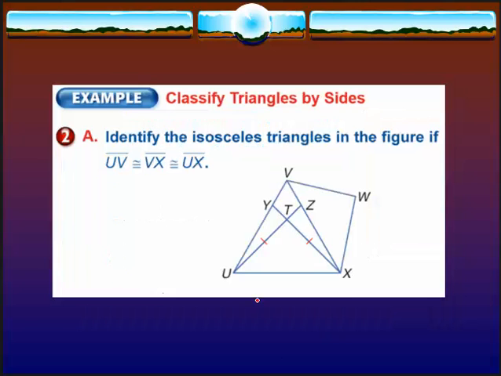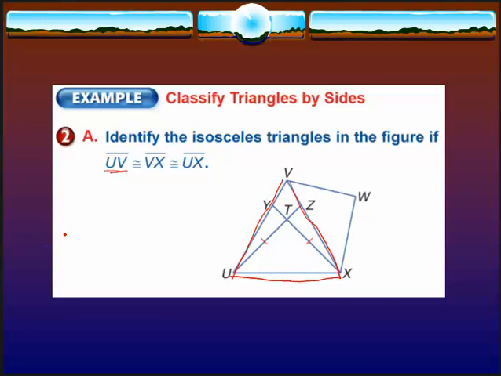Identify the isosceles triangles in this figure. And get in the habit of marking up what you're told. Okay, mark that in your picture. So UV, VX, and UX are all congruent to each other. So right there you actually have an equilateral triangle, but as long as two of them are congruent, that would also be considered an isosceles triangle.